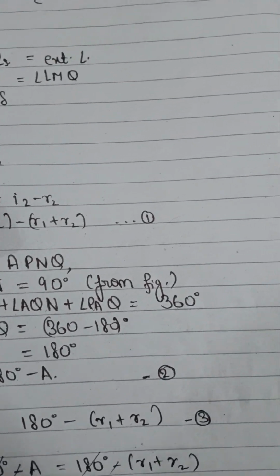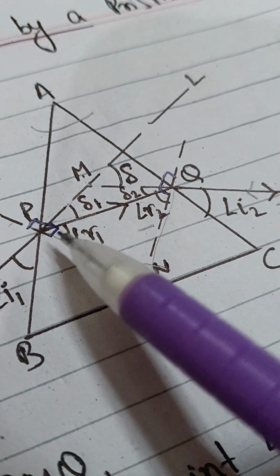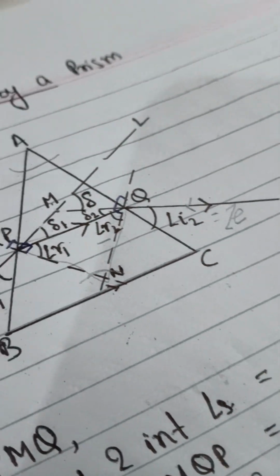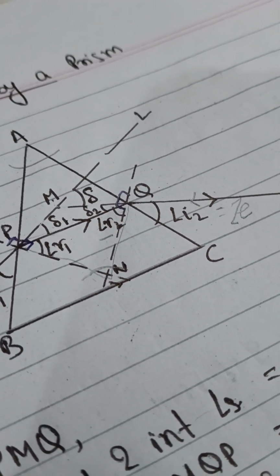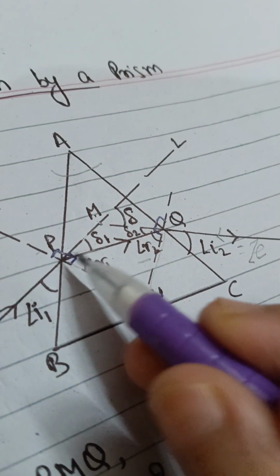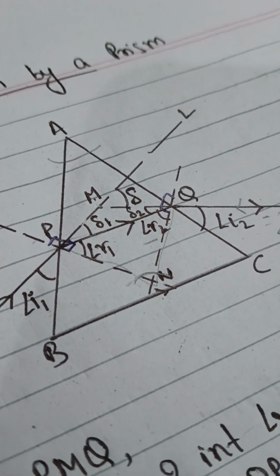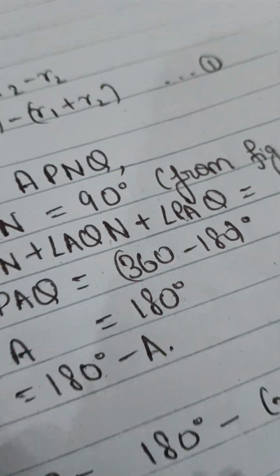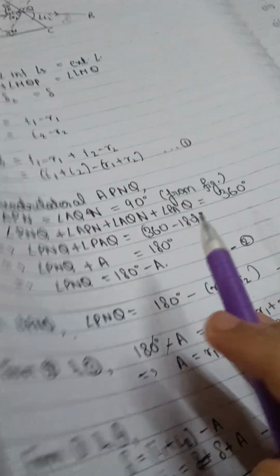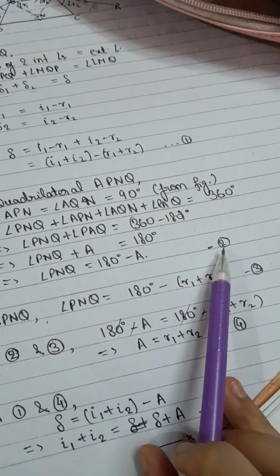Now in triangle P and Q, what is the triangle P and Q? This triangle. What we get is that the value of angle P and Q from this triangle is 180 degree minus R1 plus R2, sum of all angles in the triangle, right? So that's what I've written here. This is 3. Now from 2 and 3, I've written it this way to ensure minimum confusion, right? So this is 2, 3.